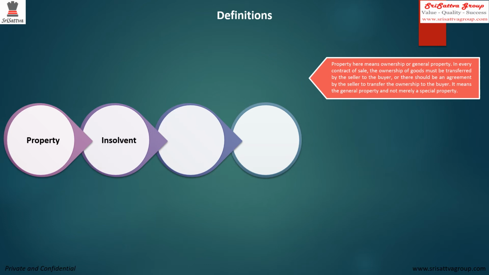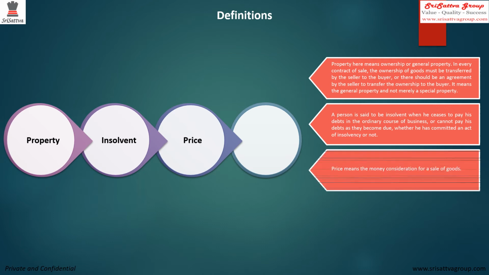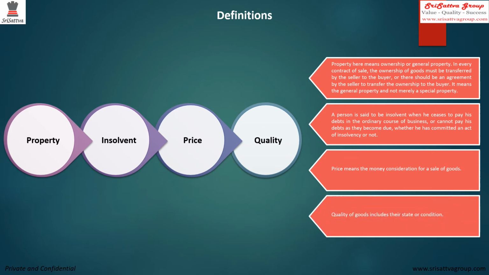Insolvent. A person is said to be insolvent when he ceases to pay his debts in the ordinary course of business, or cannot pay his debts as they become due, whether he has committed an act of insolvency or not. Price. Price means the money consideration for a sale of goods. Quality. Quality of goods includes their state or condition.